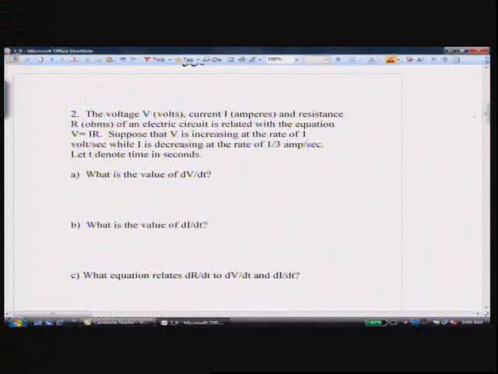Okay. All right, so here's my formula, V equals IR. Let's read the problem. It says the voltage V in volts, current I in amperes, and resistance R in ohms of an electric circuit is related with the equation, which is called Ohm's law. V equals IR. Suppose that V is increasing at a rate of 1 volt per second. So they gave you dV dt, while I is decreasing at the rate of 1/3 amp per second. So that is dI dt, and notice that it would be negative. It says let t denote the time in seconds.